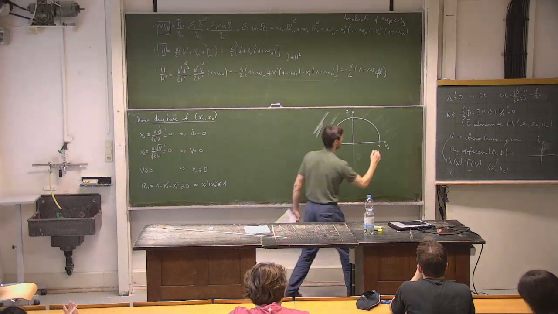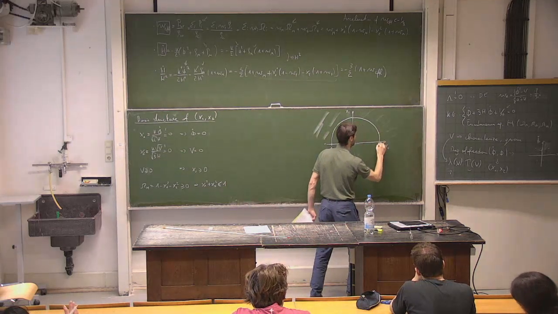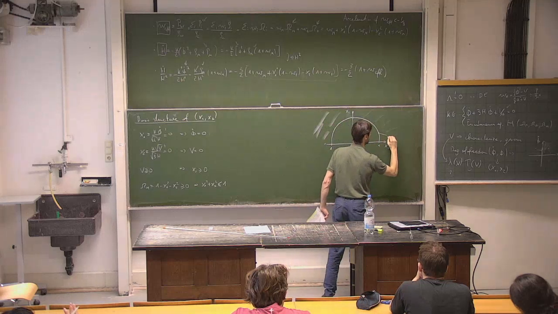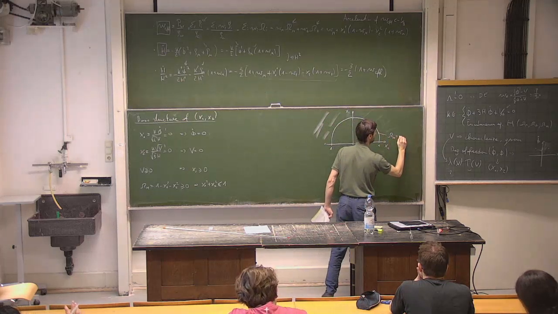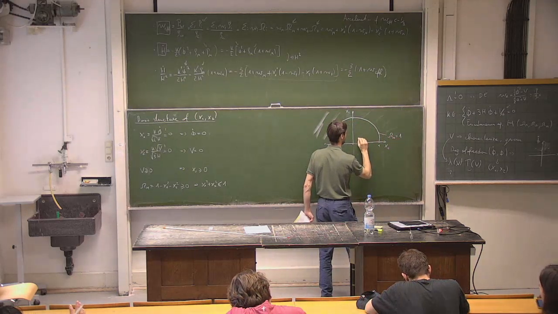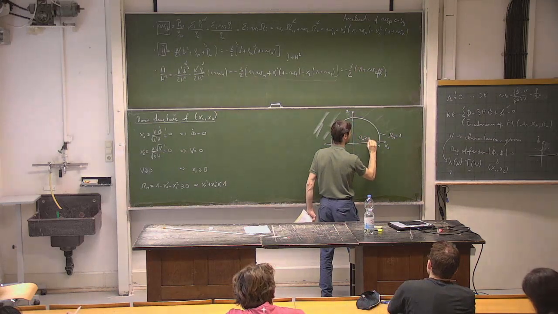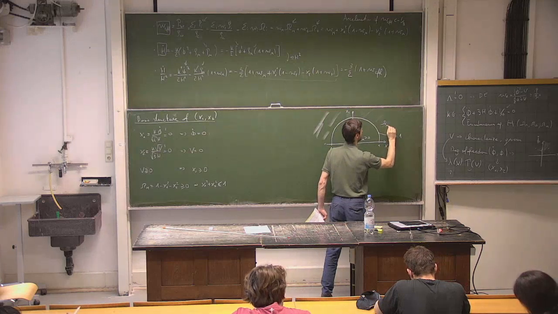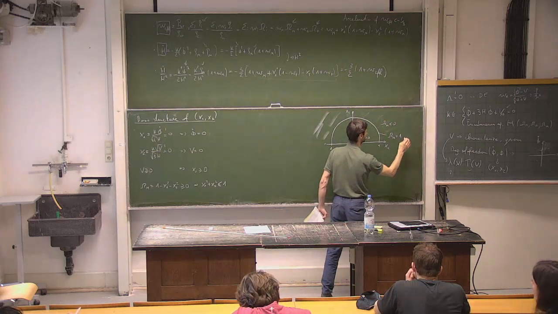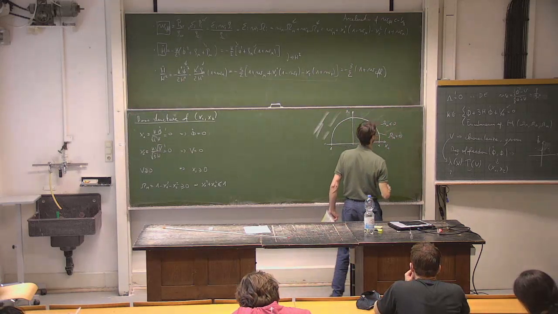Okay? Therefore, you understand that this point here, I mean all of the circle, corresponds to omega m equal to 1. This region is omega m larger than 0, and this is omega m smaller than 0. Well, actually, sorry, that's 0.